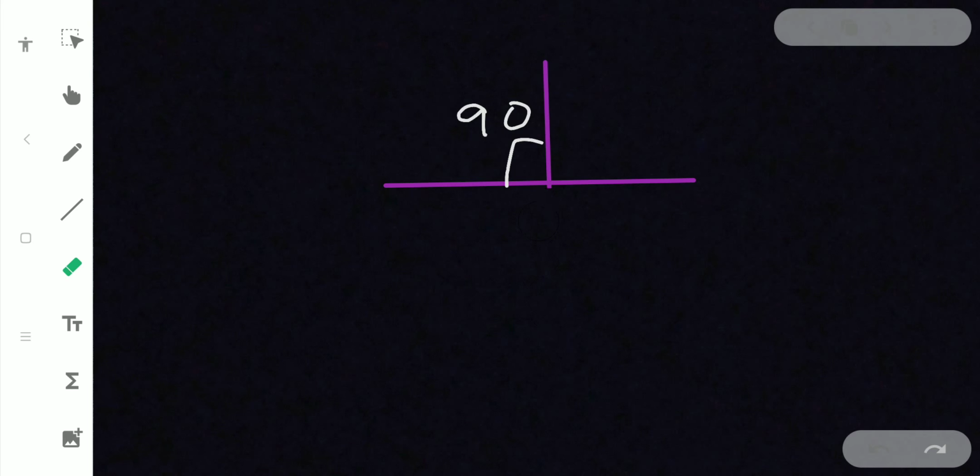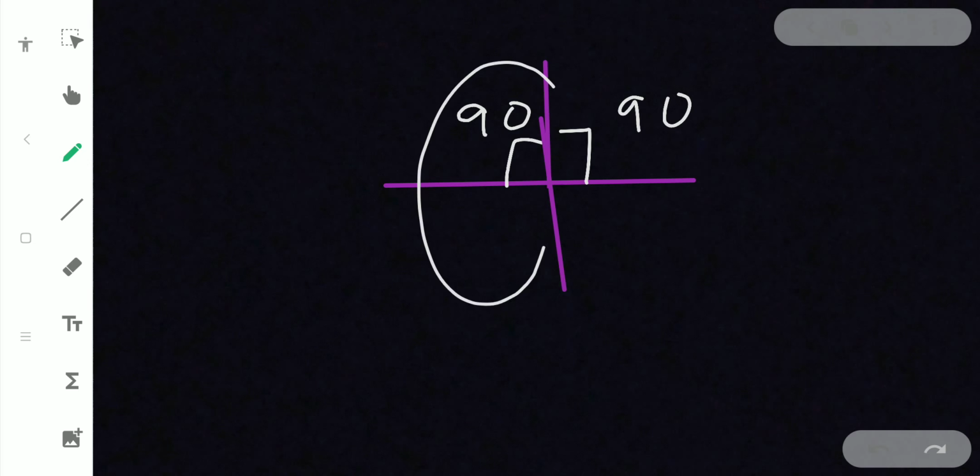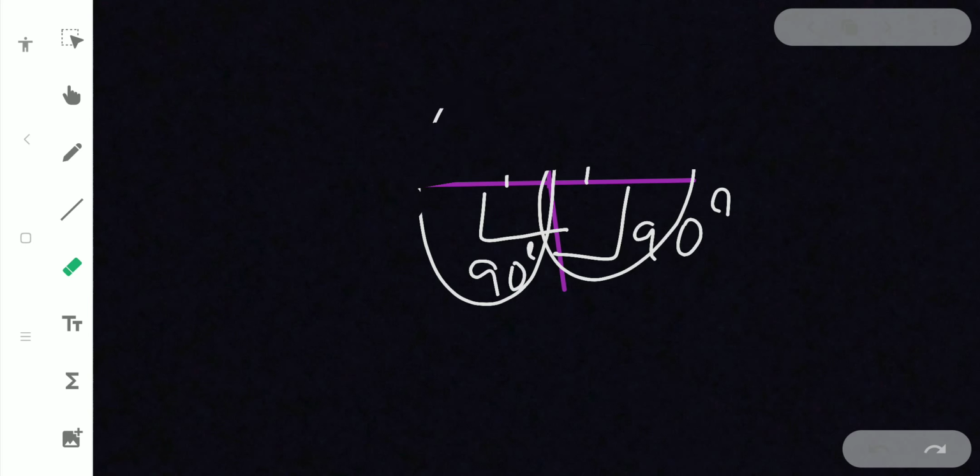So I am rubbing this one. Just consider only this one. Here we will be having this one as 90 degree according to the linear pair. So 180 minus 90, which is equal to 90. This one will get 90 degree. And now if you do for this part, you will get this angle also 90 degree according to linear pair, and if you take this part, this angle also will be equal to 90 degree. So that's what I want to explain to you.